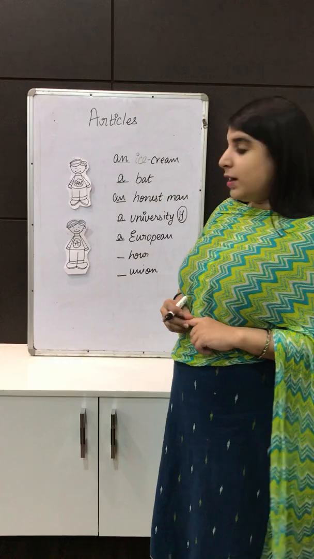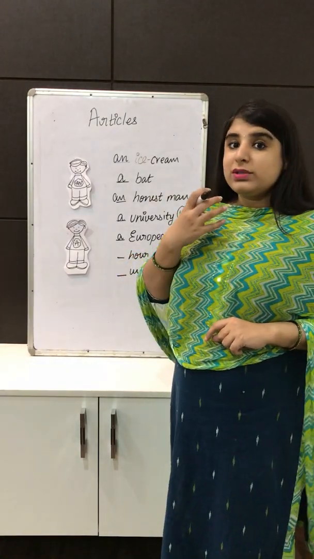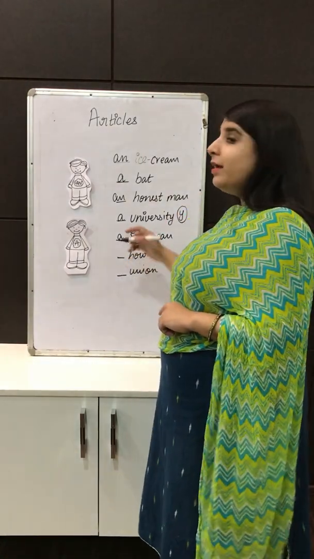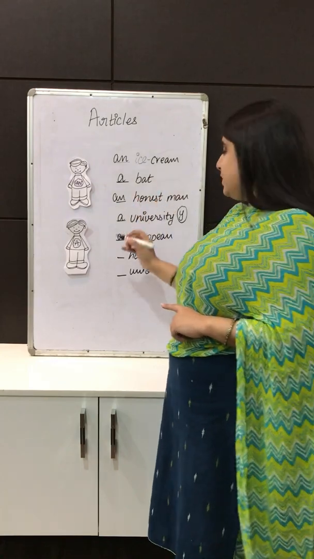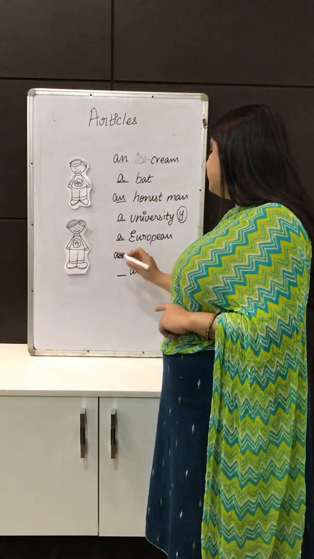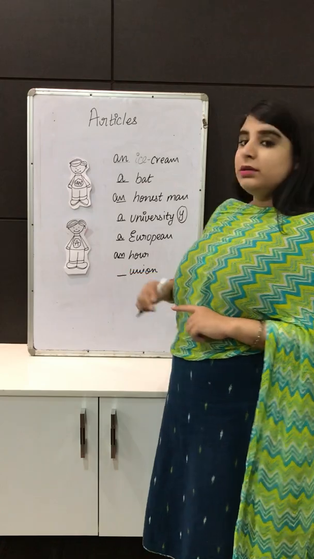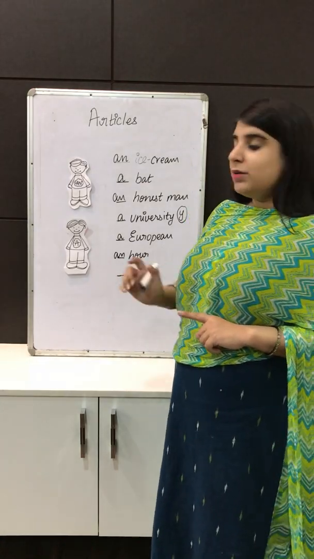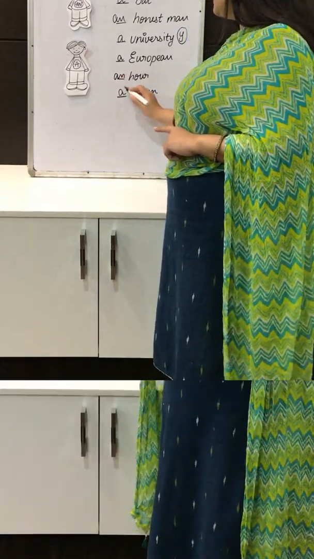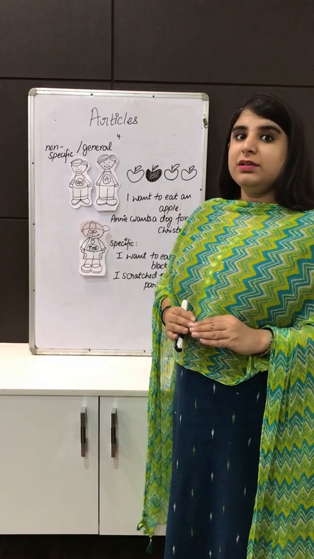Now when I talk about hour, again O sound is there. That is why, because O is a vowel, we are going to use an here. And the last one, union, again year sound, so we'll use a.